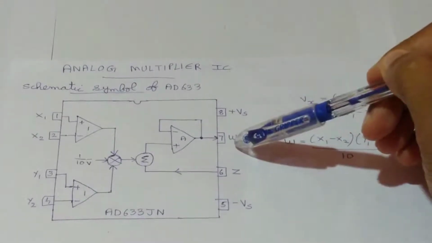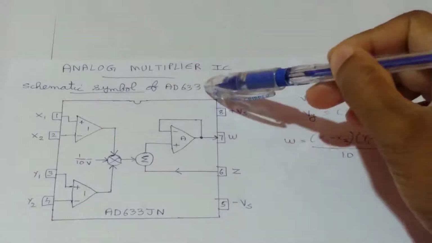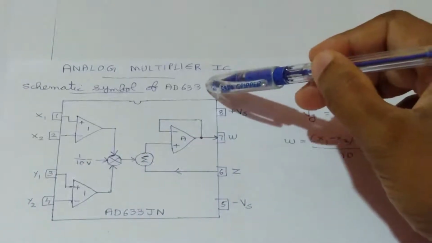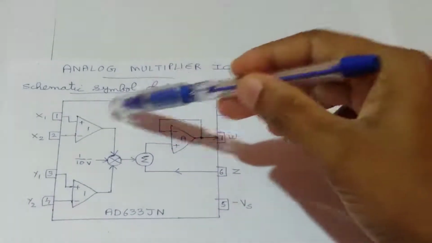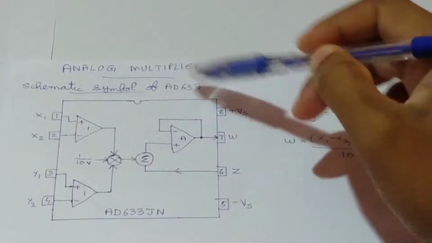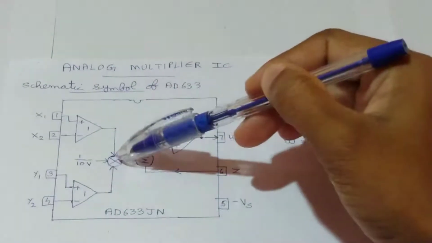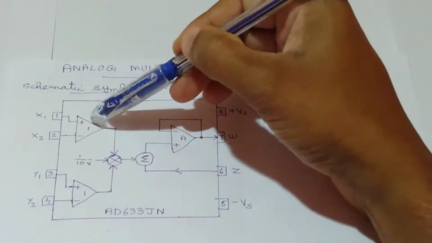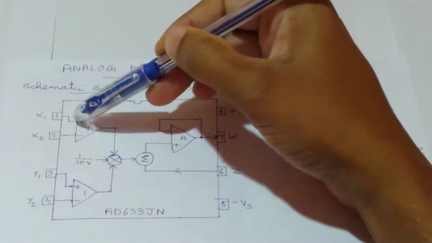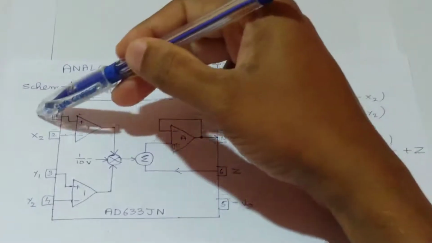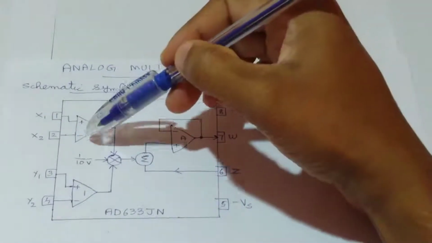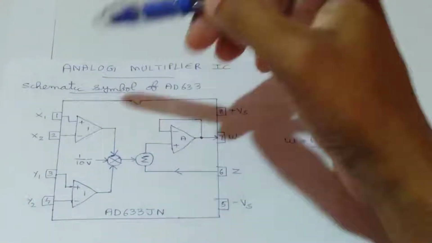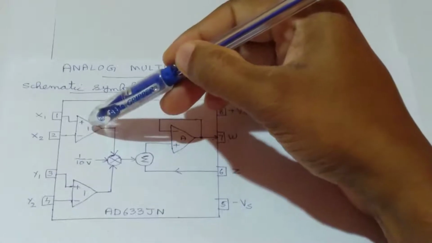Here we are going to consider an analog multiplier IC, AD633. This is the schematic symbol of the AD633 analog multiplier IC. We can see this IC consists of 3 op-amps, 1 multiplier junction and 1 summing junction. When we consider this op-amp, to its non-inverting terminal the X1 input is applied, and to the inverting terminal the X2 input is applied, and the gain of this op-amp is 1.